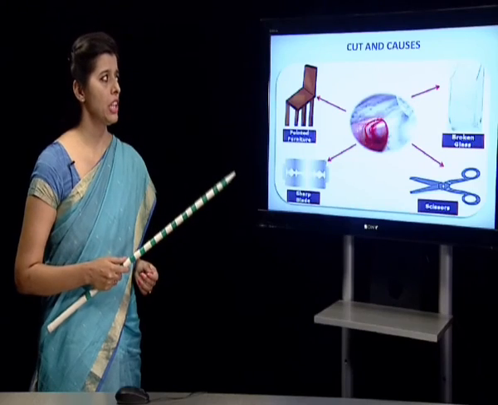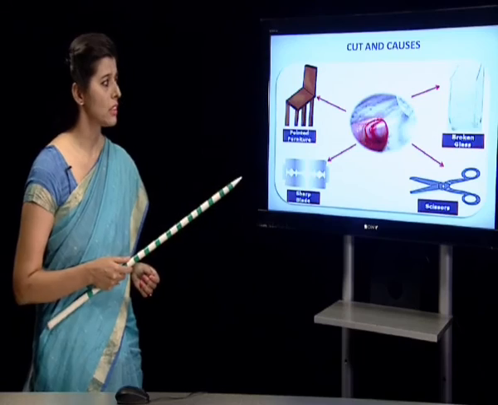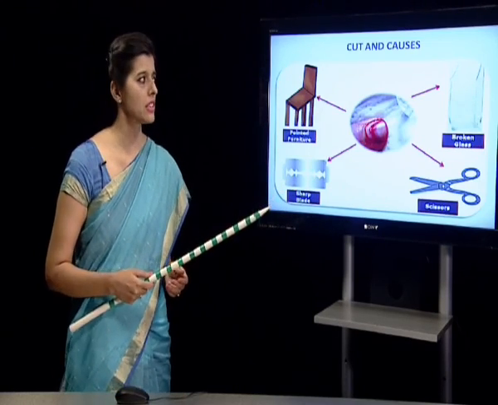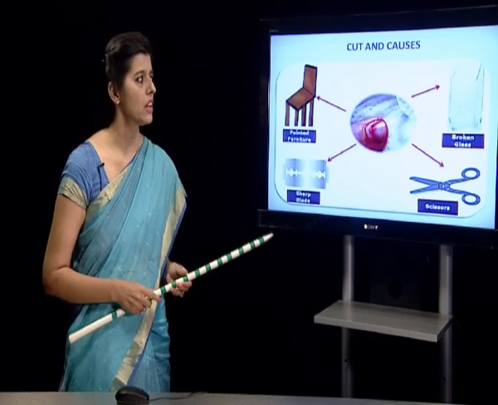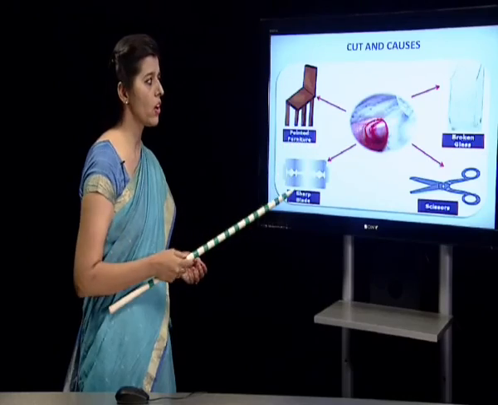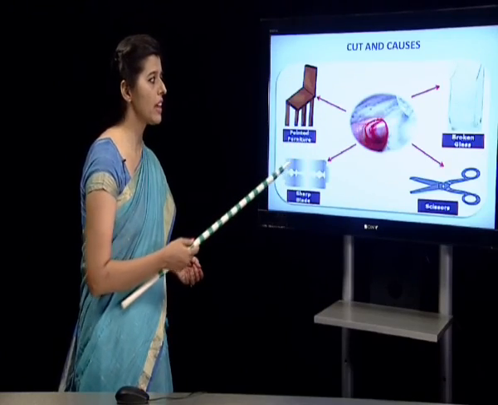We are getting injured because of cuts. Now what are the different causes of getting cuts? A scissor might be a reason, a sharp knife might be a reason, a broken glass might be a reason, a sharp blade and pointed furniture, the corners, the joineries, maybe the nails coming out. Because of all these and other factors, one might get cut.